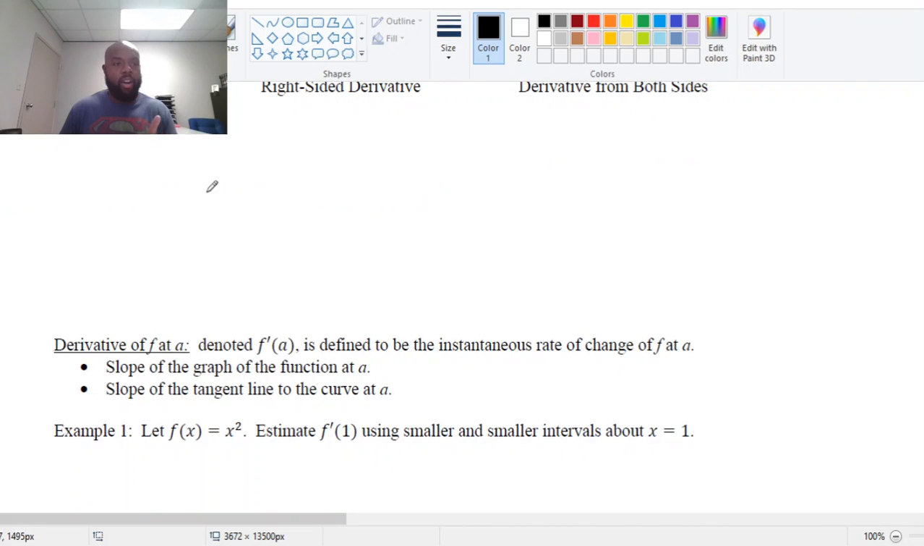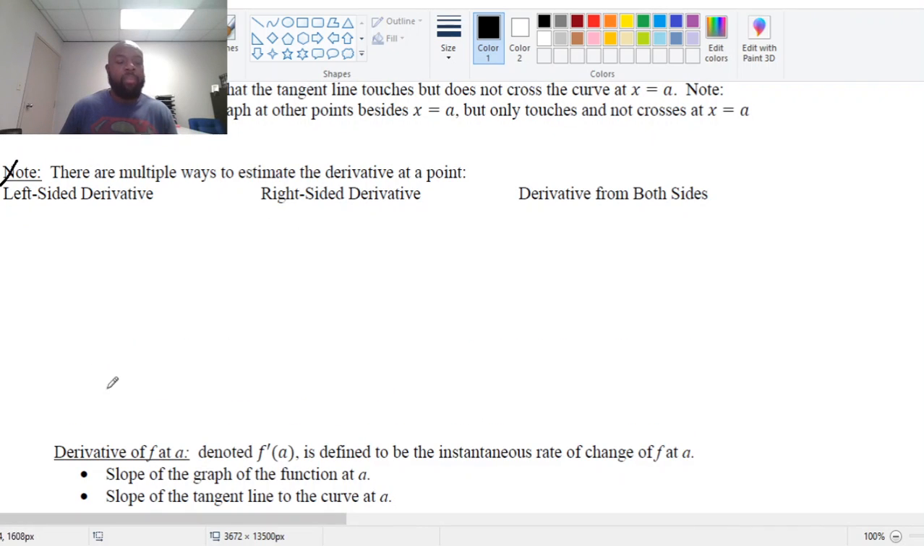There are definitely multiple ways that we can calculate these. Before I get to talking about this piece right here, I'm going to introduce some more notation. The derivative of f at a is denoted f with a single quotation mark at a. That's f prime of a. That's how we say that. It is defined as the instantaneous rate of change of your function at a, right? So instantaneous rate of change is the exact same thing as your derivative at a, all right? And it's denoted f prime of a.